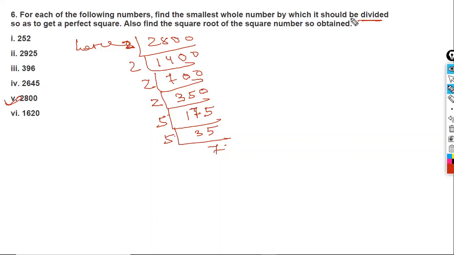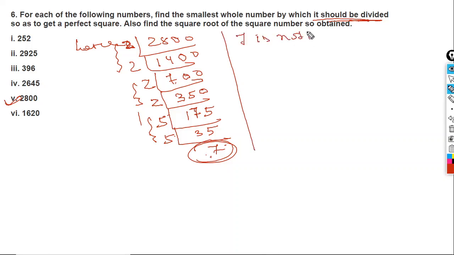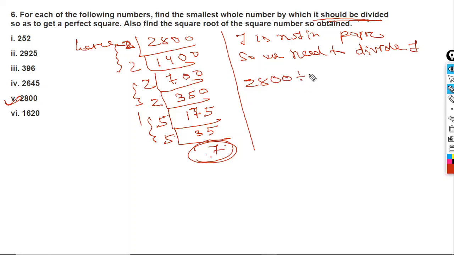Now look at the question: by which number should it be divided? Look at it. Now 2 is in pair, 2 is in pair, 5 is in pair, 7 is not in pair. If we divide by 7, then we will get a perfect square. You can write, 7 is not in pair, so we need to divide by 7. Then 2800 divided by 7 will be equal to 400, since 7 fours are 28.